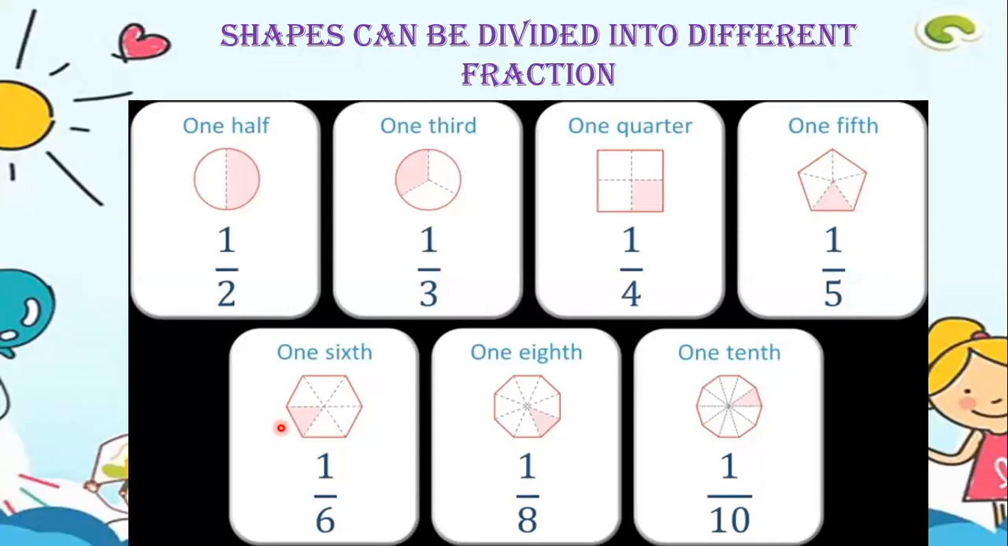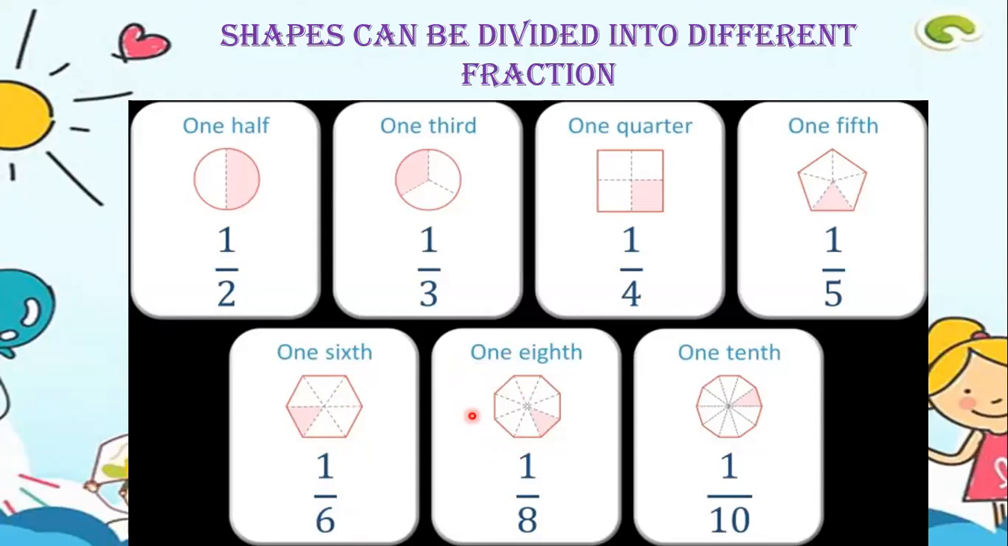Now 1/6. This is the hexagon shape which we have studied in polygons. Now this polygon has been divided into 6 equal parts. 1, 2, 3, 4, 5, 6. Out of 6 equal parts, one part is shaded. So in the numerator place we have written 1, and in the denominator place we have written 6, and it is called 1/6.